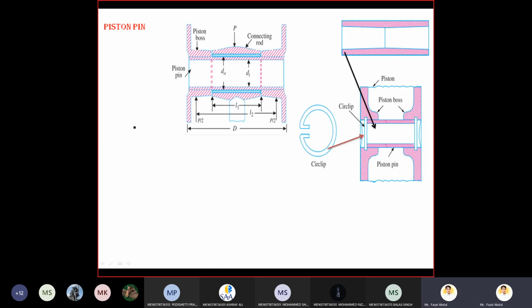Next one is the piston pin. See here how the connecting rod and piston are going to be assembled. In the piston boss, from the bottom, the small end of the connecting rod is inserted, and now the pin is inserted from the side. After inserting this, a circular clip, nothing but a retainer, is inserted here. This acts as a locking device to prevent the piston pin from escaping from the assembly.